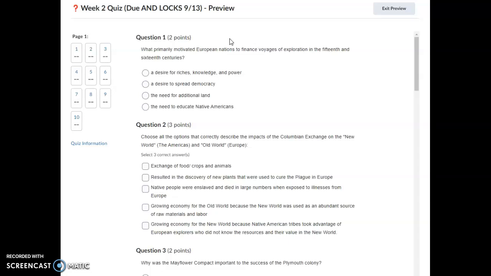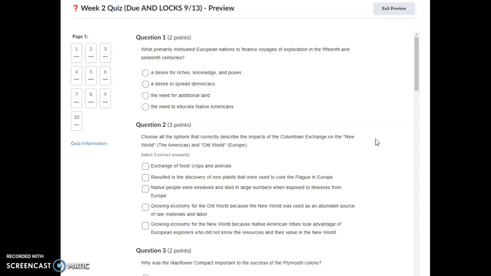Number 2, choose all the options that correctly describe the impacts of the Columbian Exchange on the New World, the Americas, or the Old World, Europe. There are 3 correct answers. First option is exchange of food, crops, and animals. Next option is resulted in the discovery of new plants that were used to cure the plague in Europe.